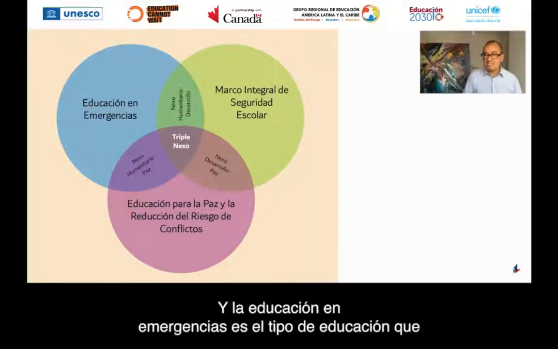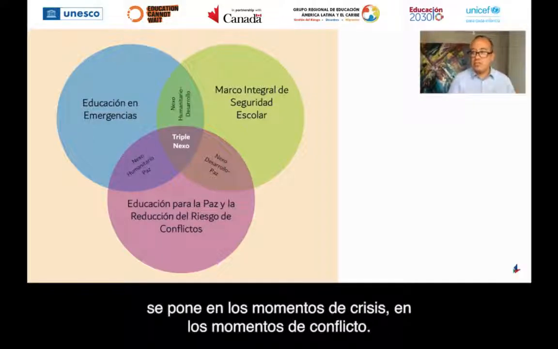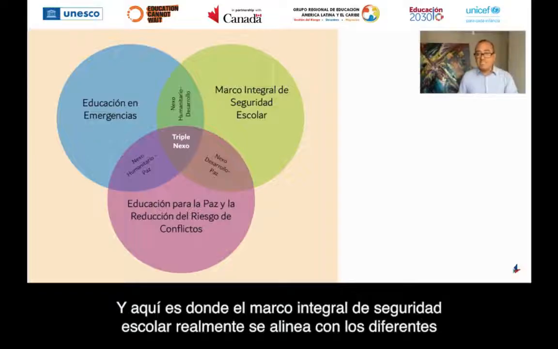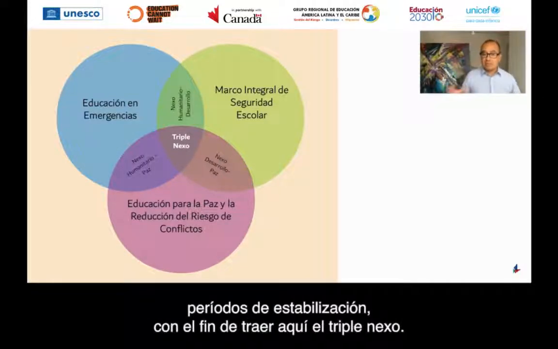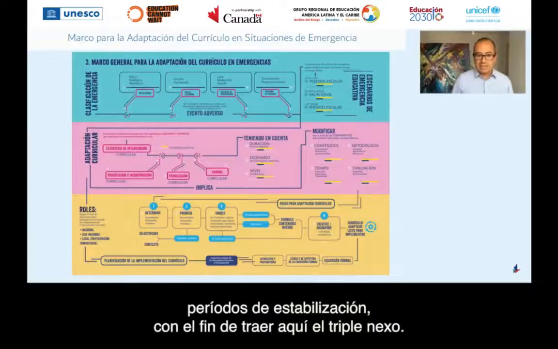And education in emergencies is the kind of education that you put in place in times of crisis, in times of conflict. And this is where the comprehensive school safety framework really aligns with the different elements of education in emergencies and the education that is needed for stabilization periods in order to bring the triple nexus here.